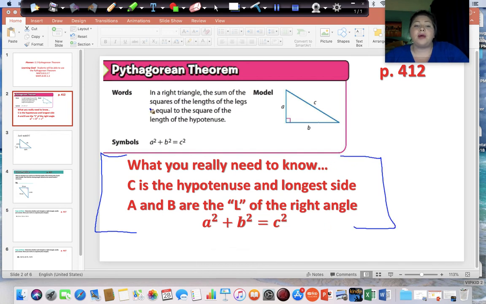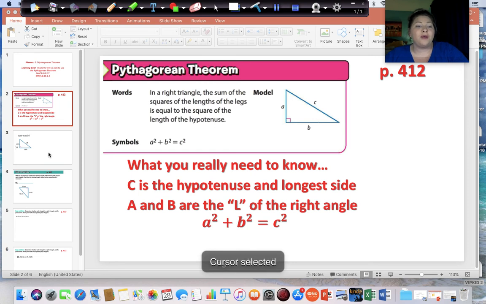Up here it says, in a right triangle, the sum of the squares of the lengths of the legs is equal to the square of the length of the hypotenuse. So, in other words, what you really need to know: C is the hypotenuse and the longest side. A and B make the L of the right angle. Here, wasn't a great L, was it? So A squared plus B squared equals C squared. As long as you know this formula, you are good to go. Pause this video if you need to write all of this down.